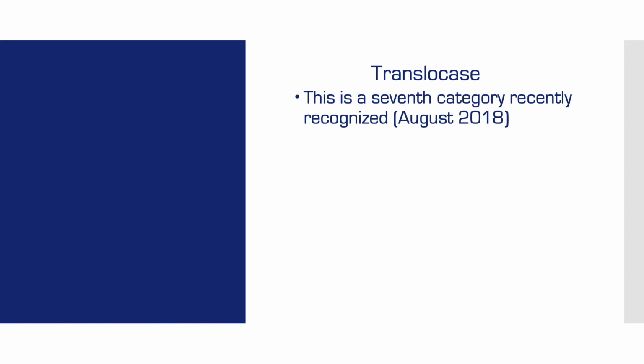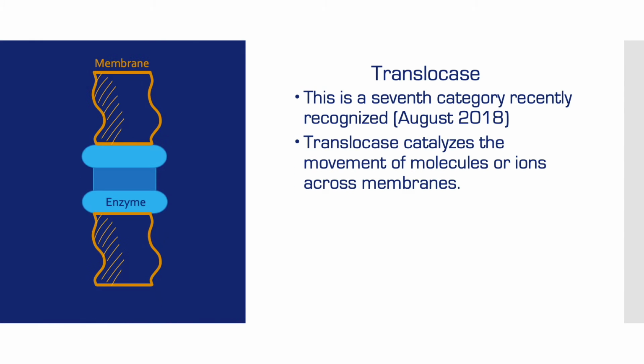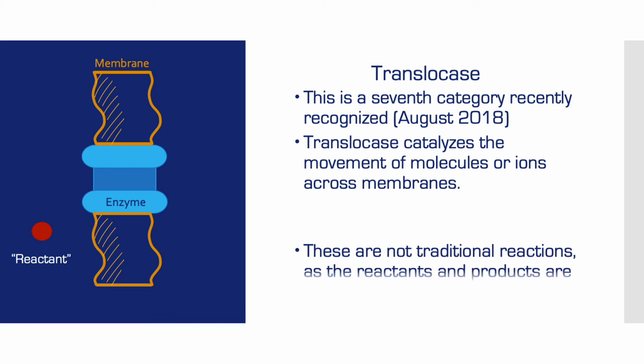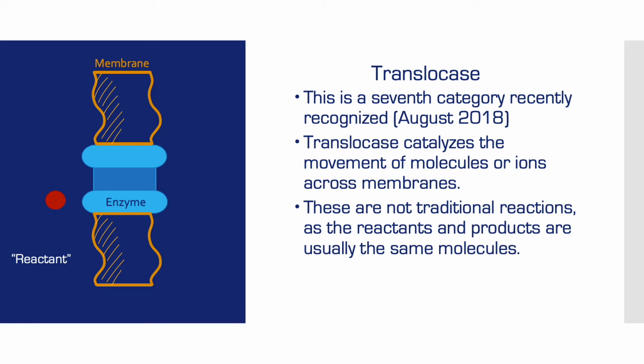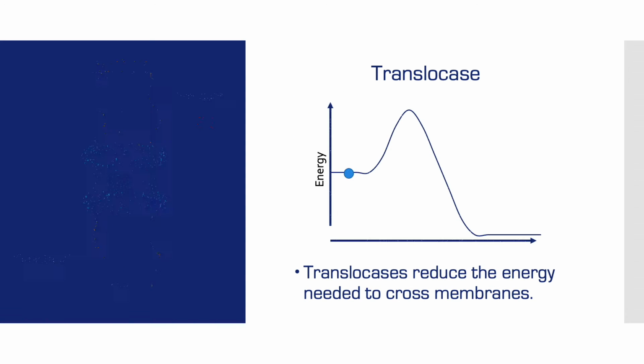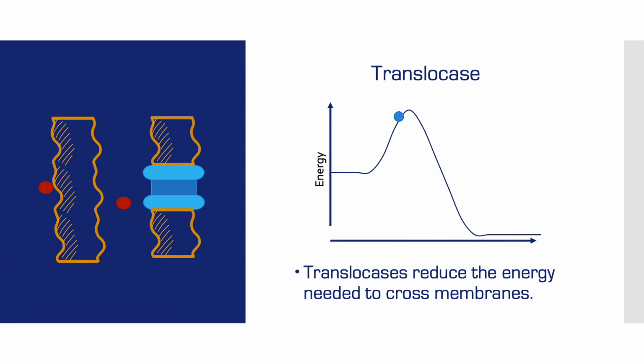Translocase. This is the 7th category, recently recognized in August of 2018. Translocase catalyzes the movement of molecules or ions across membranes. These are not traditionally reactions, as the reactants and products are usually the same molecule. Translocases reduce the energy needed to cross the membrane.